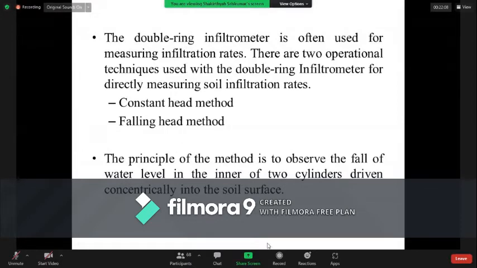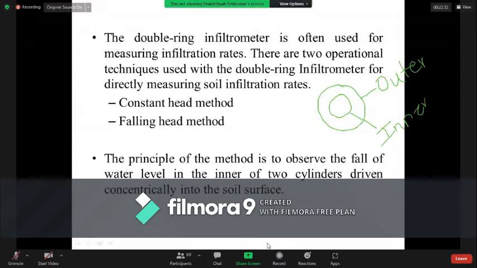So in the double ring infiltrometer, there are two rings. This is outer cylinder or outer ring, and this one is inner cylinder. The principle of this method is to observe the fall of water level in the inner of two cylinders. So we need to fill water in these two cylinders, but we need to measure the fall of water only in the inner cylinder. So the inner cylinder is used to measure the drop of water level.